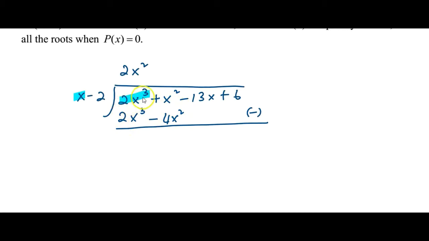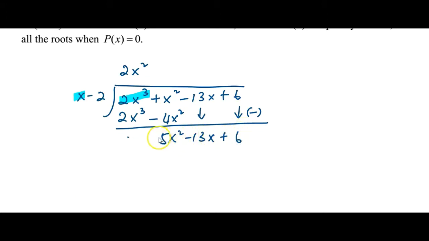Then 2x cubed minus 2x cubed, you get 0 here. x squared minus negative 4x squared, you get 5x squared, because x squared minus negative 4x squared is x squared plus 4x squared. Because negative and negative gives a positive. And the negative 13x and the 6 you bring down, so you have negative 13x plus 6.